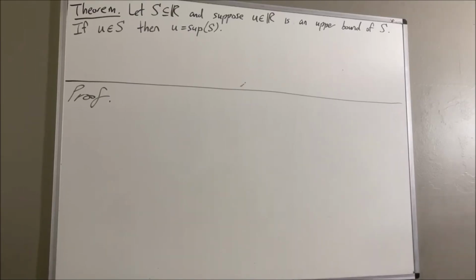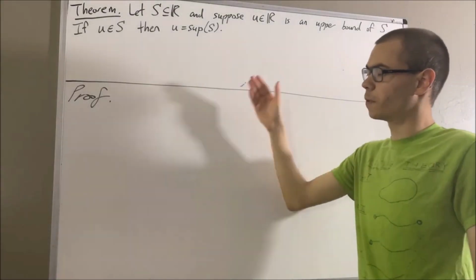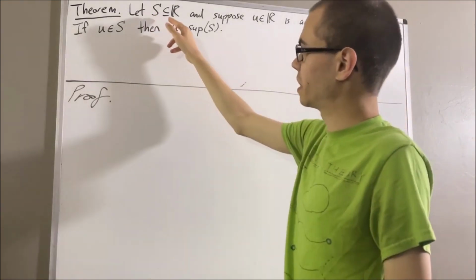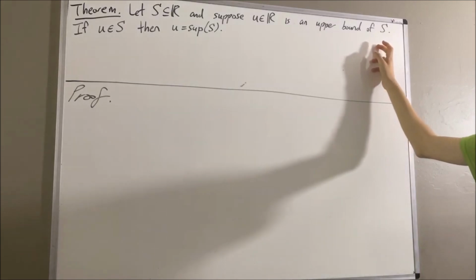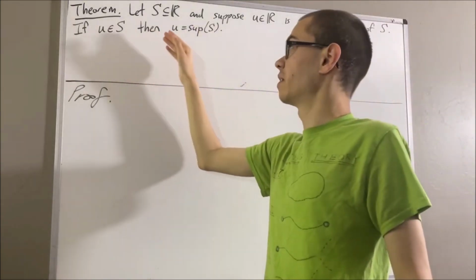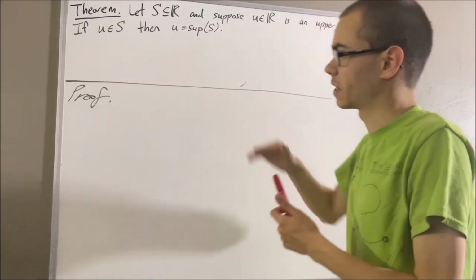Hello! In this video, we are going to prove the following theorem. Let S be a subset of real numbers, and suppose U is an upper bound of S. If U is an element of S, then U is the supremum of S.